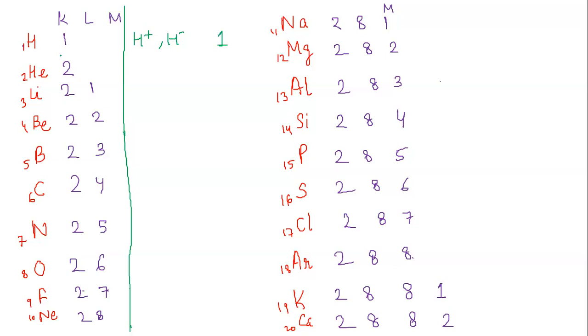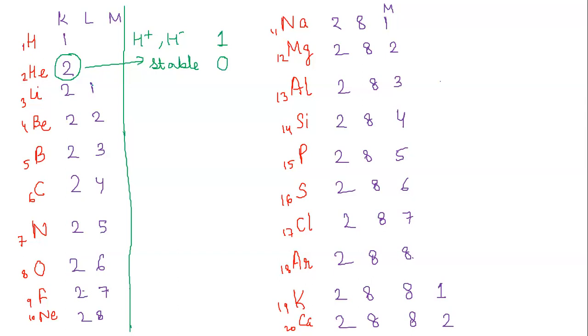Now helium has a completely filled outermost shell. The K shell has a maximum capacity of 2 electrons and helium already has 2 electrons. So it doesn't need to gain or lose electrons. That means it is stable. So the number of electrons lost or gained by helium is 0. Now lithium. Lithium has 1 electron in the L shell. The L shell has a maximum capacity of 8 electrons.